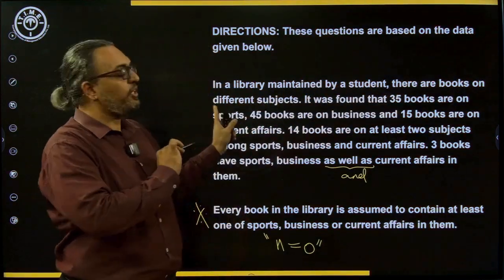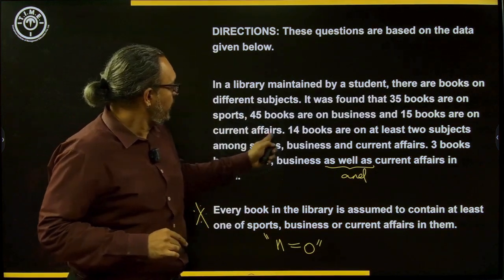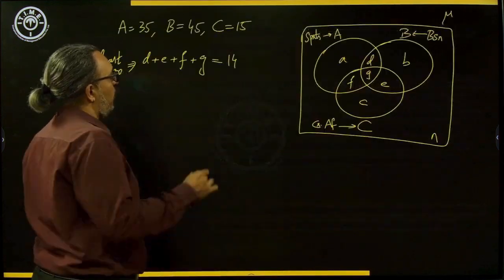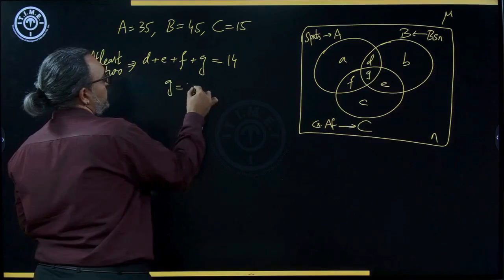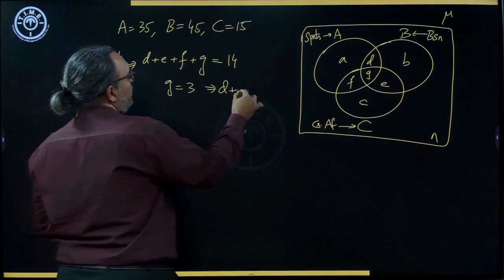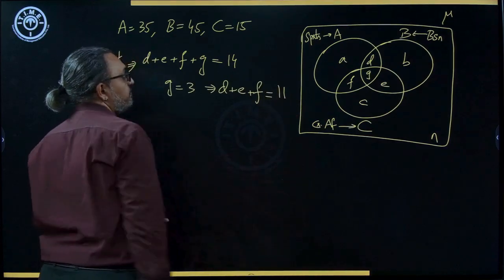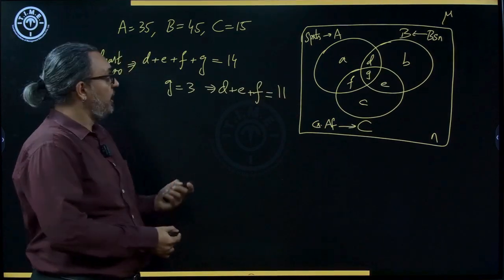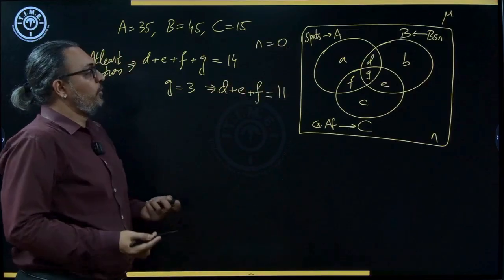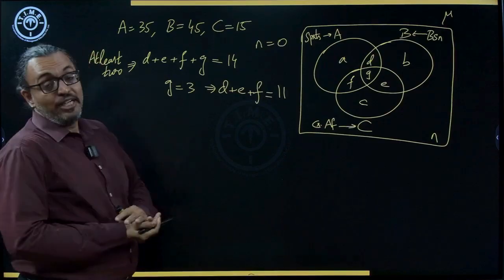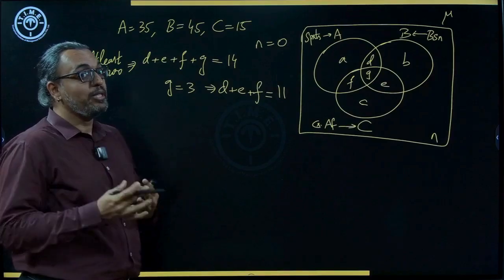But mu is not given in this case. There are books on different subjects, he said. Total number of books is not given. Mu is not there. Okay. Then 3 books is all the 3. So G value is 3. So from here we get D plus E plus F, that is 11. G value is given as 3. And then we know N value is 0. So now, obviously, we cannot individually identify D, E, F. So individually identifying A, B, C is also not possible.